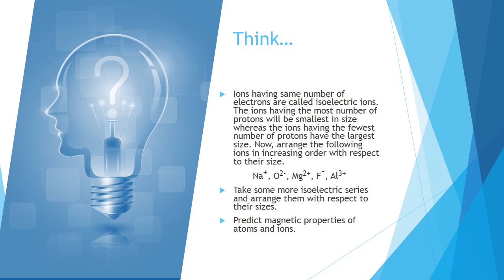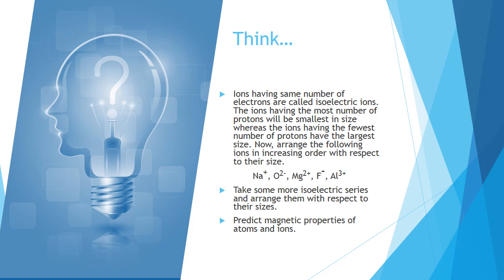Because it's our convention, I give some questions for you people to think about. Here are some points that you need to think about. Ions having the same number of electrons are called isoelectronic ions. The ion having the most protons will be the smallest in size. Because of the highest nuclear charge, the attractive force would be higher, and due to higher attraction, the size contraction would come into play. Okay.